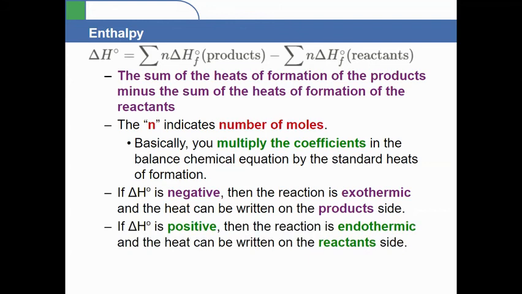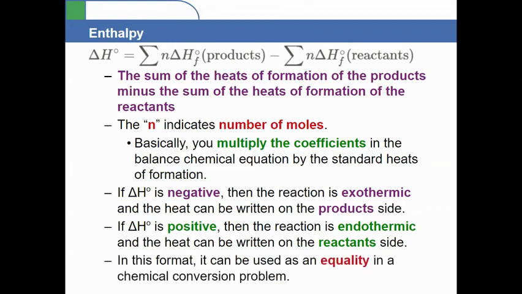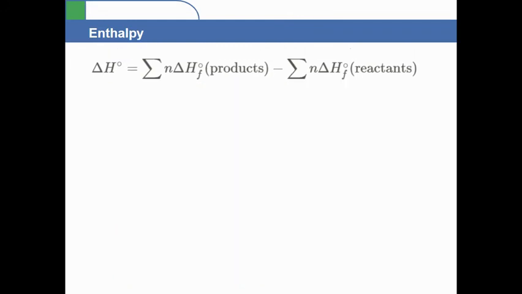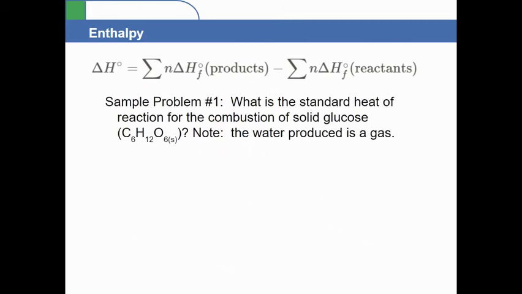Conversely, if delta H is positive, then the reaction is endothermic, and the heat can be written on the reactant side. In this format, it can be used as an equality in a chemical conversion problem. I'll explain.